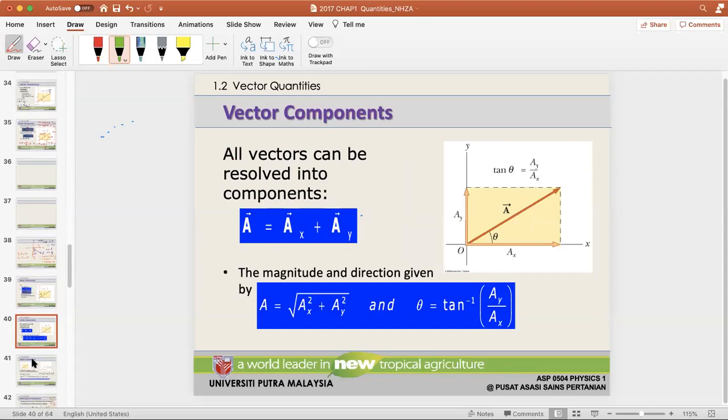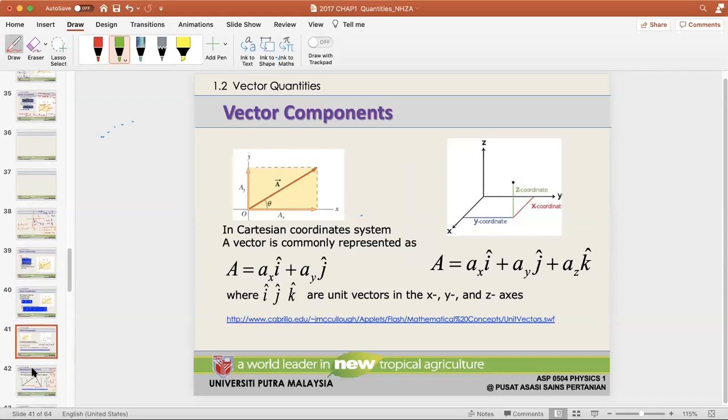Okay, we already covered this one as well. Okay, so that was 2D vectors. What if we have 3D vectors?